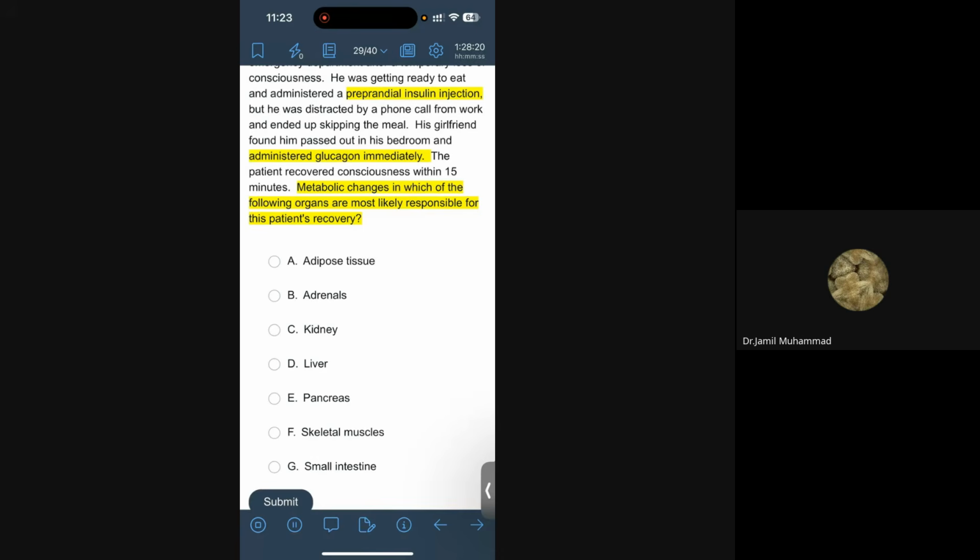Glycogenolysis, gluconeogenesis, glycolysis. The biggest store of glycogen in our body is in the liver, and because gluconeogenesis usually takes time, in the early phase the increase in the glucose level is due to glycogenolysis. We know the biggest stores of glycogen in our bodies are in the liver.